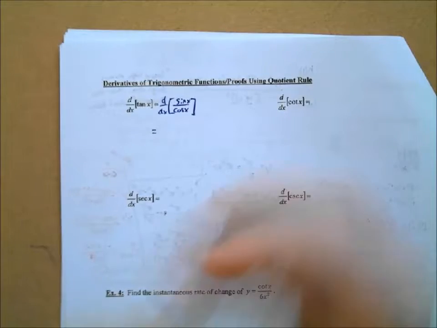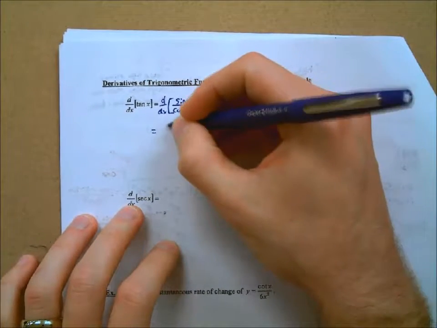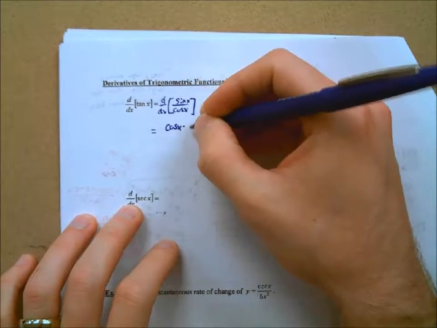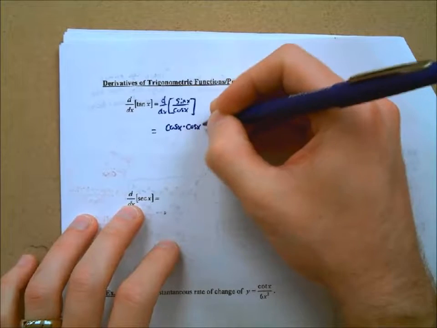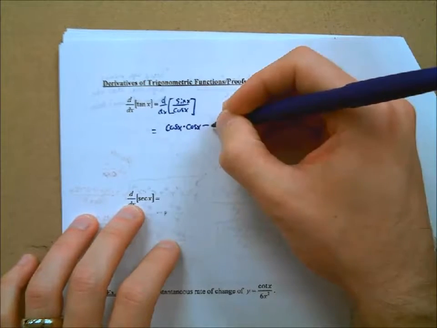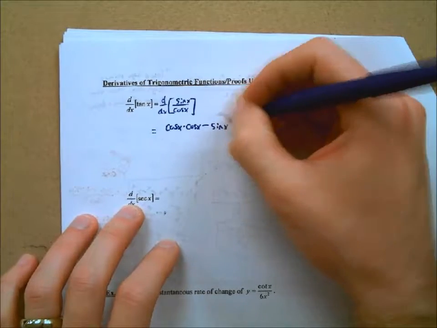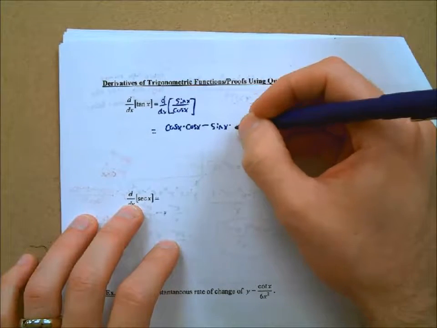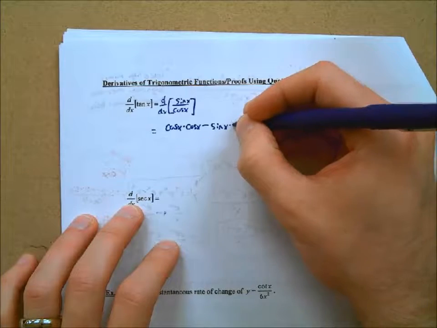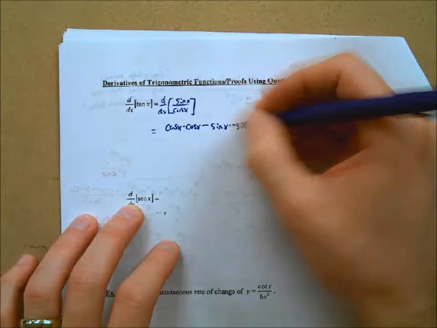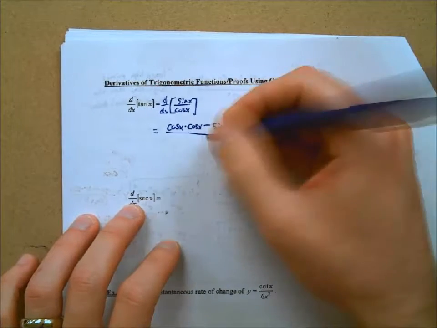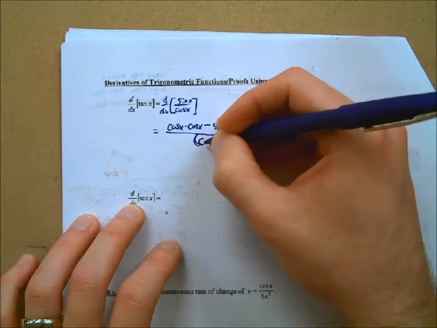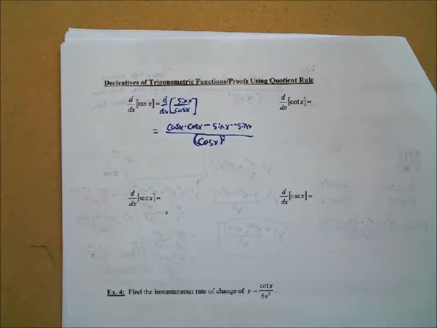So the derivative of this will be the bottom, cosine x, low, times the derivative of the top. The derivative of sine is cosine, minus the top, or high, times the derivative of the bottom, or d low. So the derivative of cosine is negative sine, all over the bottom squared.